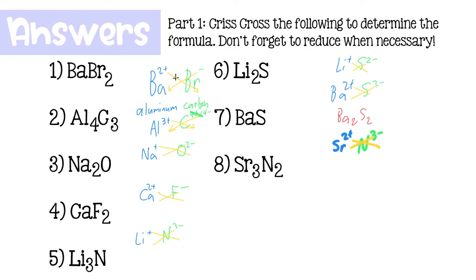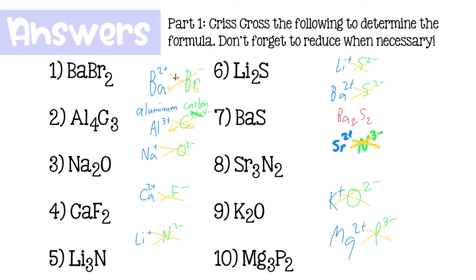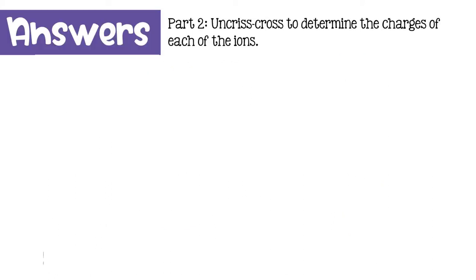Next is potassium with a +1 charge and oxygen with a -2 charge. When you crisscross these, you get K2O. Magnesium, Mg, has a +2 charge and phosphorus, P, has a -3 charge. When you crisscross these, you get Mg3P2. Now, let's try part 2.